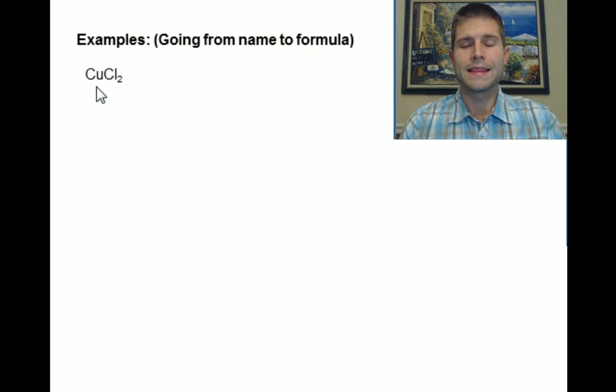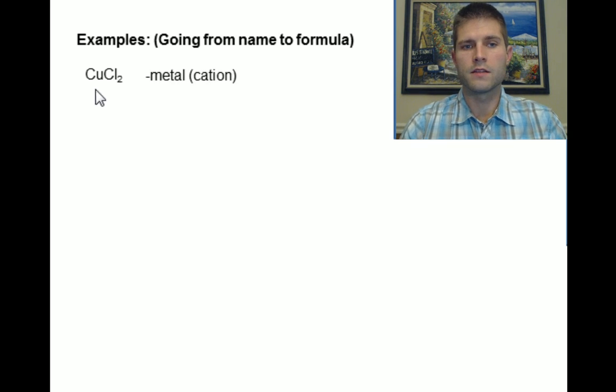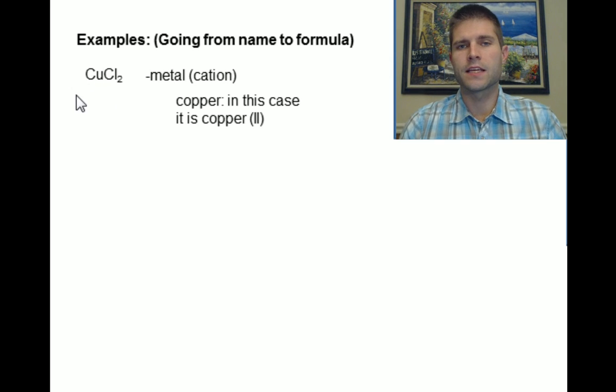CuCl2. At this point, there is no way for you to know exactly what the charge is on this Cu. We will talk about this tomorrow, but let me just tell you what it is now. This would be copper 2. So the metal is the cation, our copper is our cation, and in this case it's going to be copper 2. And we'll talk about how that came about tomorrow in class. But I just want to be able to write the name from this formula. So this is copper 2.